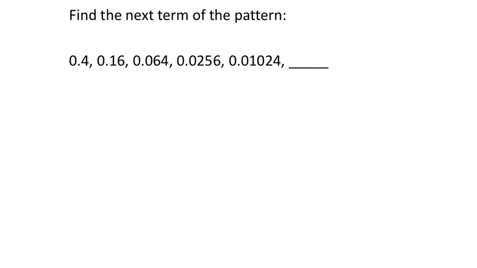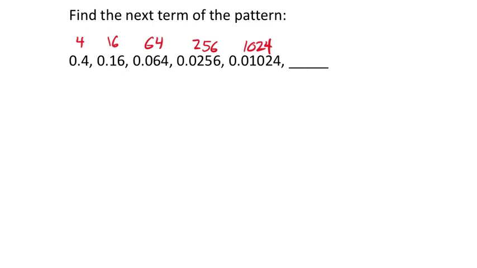All right, find the next term of this pattern. Yeah, try this one out. See what you get. The first thing I notice on this one, and I'm going to do this two different ways, is that if I were to take away the decimal, you'd have a pattern of 4, 16, 64, 256, and then 1024. Now again, I know there are decimal places. We'll deal with that in a second.